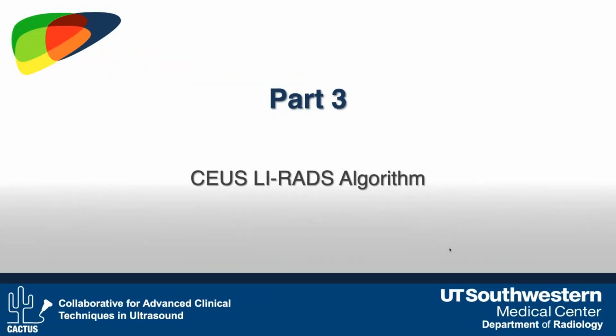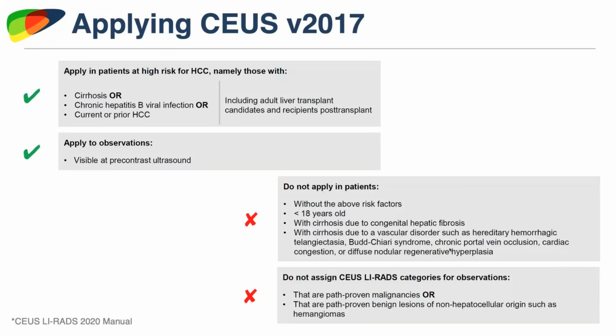All right, so let's talk about some of the details of the LI-RADS algorithm. As with many of our discussions the last several weeks, you always start with who, in what population do you apply this system? So very similar to CT and MRI LI-RADS, we apply contrast-enhanced ultrasound LI-RADS in cirrhotics from any cause, subsets of patients with chronic hepatitis B, or history of HCC. Again, in the current algorithm, you apply it to observations seen on the pre-contrast ultrasound study.